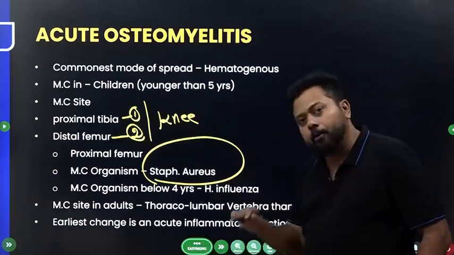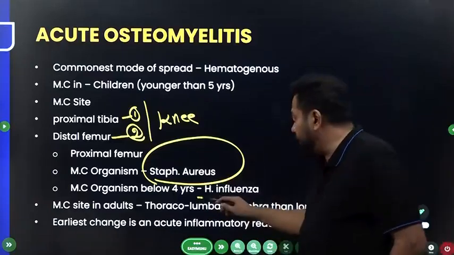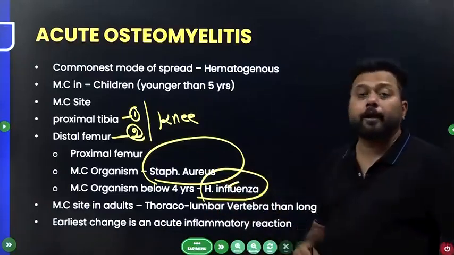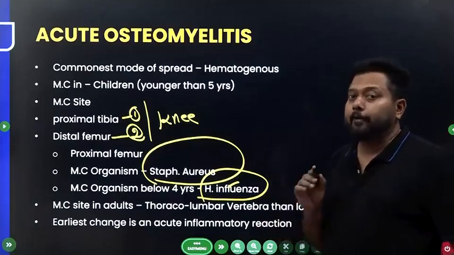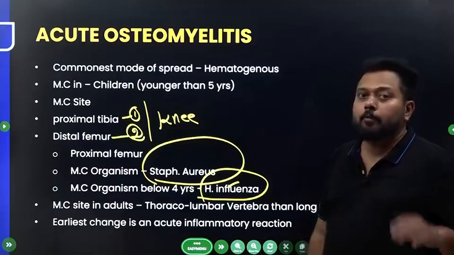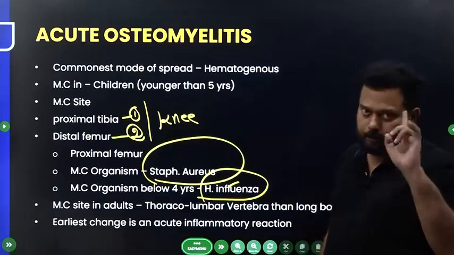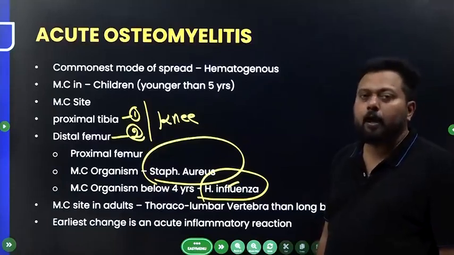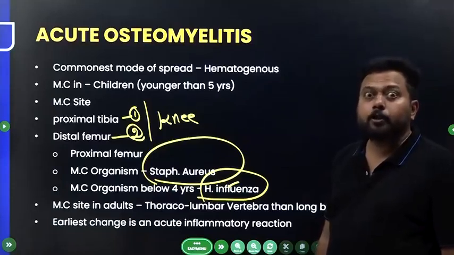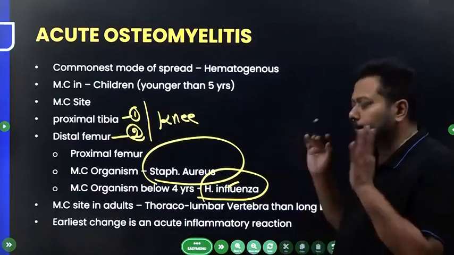Most common organism below 4 years is very peculiar, H. influenza. I told you already, I don't know what is the correlation between this 4 years and influenza. Wherever in your MCQ 4 years comes, most common cause of meningitis below 4 years, H. influenza. Most common cause of otitis media below 4 years, H. influenza. Most common cause of osteomyelitis below 4 years, H. influenza. Okay, just have this in your mind.